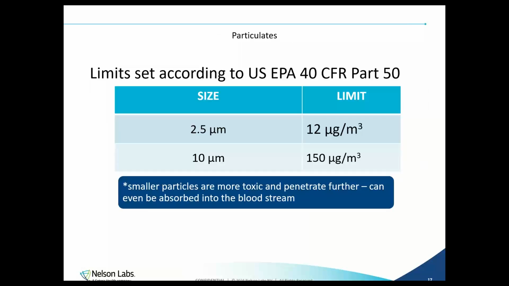Per the US EPA 40 CFR Part 50, it has now been adopted into the ISO 18562-2, and these are the limits for the respective particulate matter size, excluding nanoparticles. 12 micrograms per meter cubed for 2.5 micron particulate matter, and 150 micrograms per meter cubed for 10 micron particulate matter. From a toxicology standpoint, this size does matter, as the small particles are more toxic than the larger ones for multiple reasons.